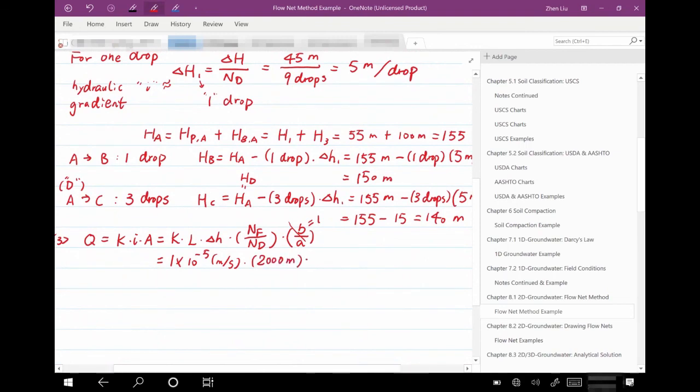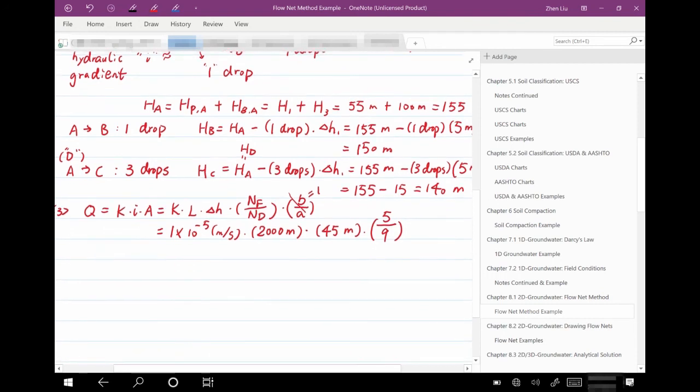And then times the delta H. We got it in the first step, it's 45 meters. And then NF and ND, we got it in the first step. NF is 5 and ND is 9. And here B over A is 1. So we do the calculation, we will get 0.5.